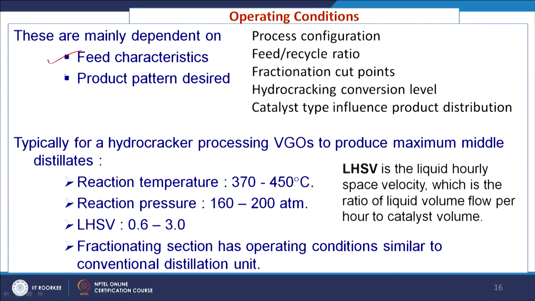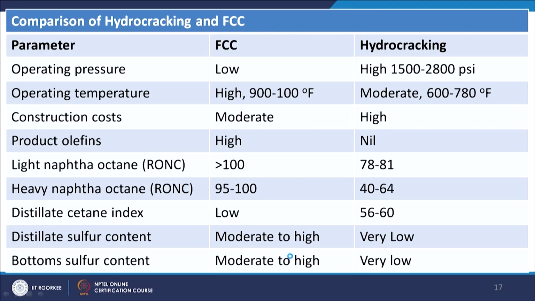Now, we will see the operating conditions. These are mainly dependent on feed characteristics and the product pattern which we desire, as we have already discussed, and some typical examples are given here. For a hydrocracker processing VGO to produce maximum middle distillates, the reaction temperature is around 370 to 450 degree centigrade, the reaction pressure is 160 to 200 atmospheric pressure, and the LHSV is 0.6 to 3.0. LHSV is the liquid hourly space velocity, which is the ratio of liquid volume flow per hour to catalyst volume. The fractionating section has operating conditions similar to a conventional distillation unit. So, these are some operating conditions.